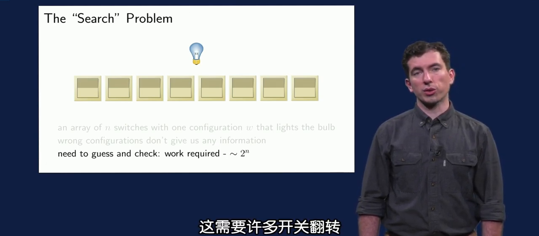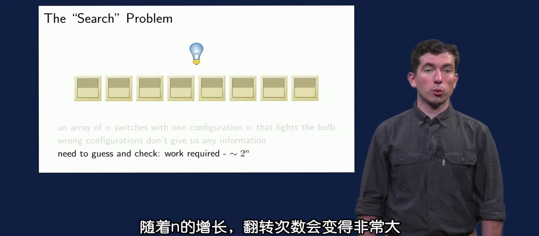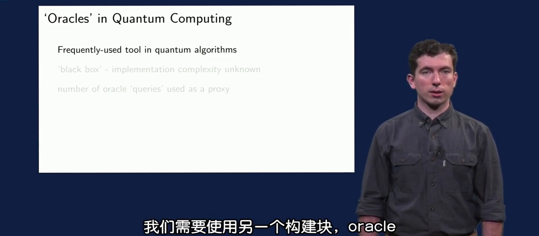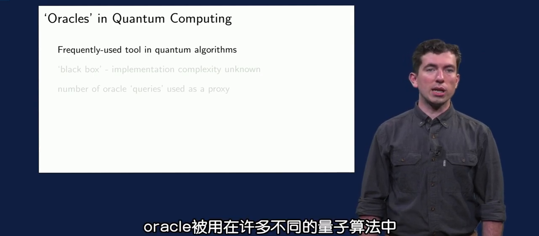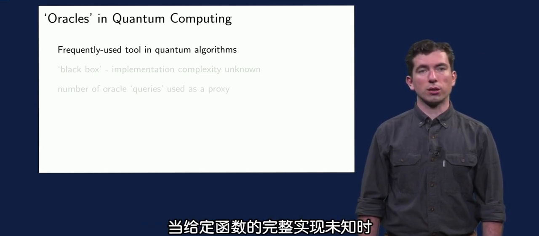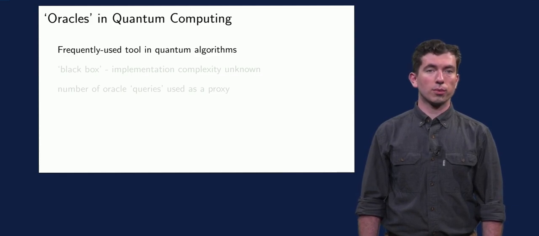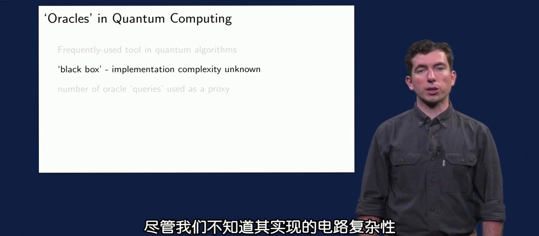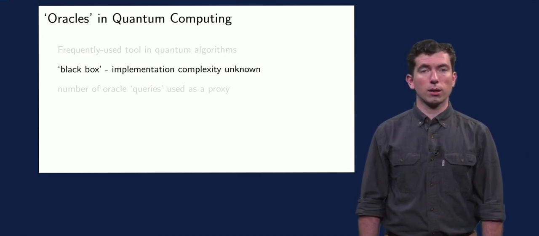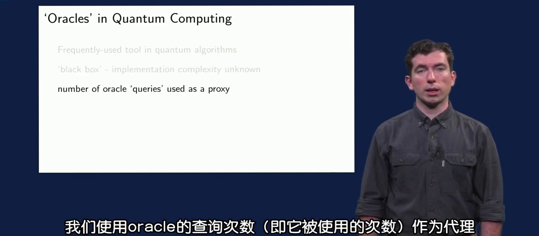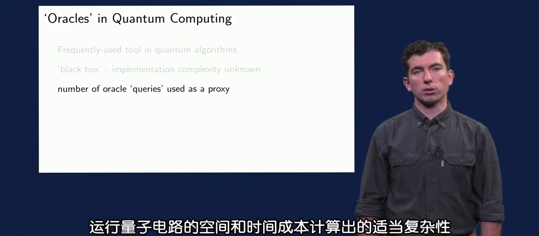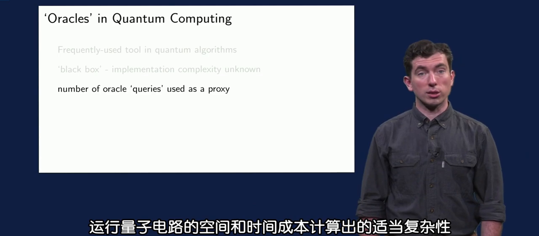This requires a number of switch flips that scales as 2 to the n, which can get quite large as n grows. To lay out the corresponding quantum algorithm, we're going to need to make use of another building block, the oracle. Oracles are used in many different quantum algorithms when the complete implementation of a given function is unknown. An oracle is a black box that we can prove is unitary, though we don't know the circuit complexity of its implementation. In place of a proper complexity, which is worked out in terms of the space and time cost of running a quantum circuit, we use the number of queries to the oracle, which is the number of times that it's used, as a proxy.